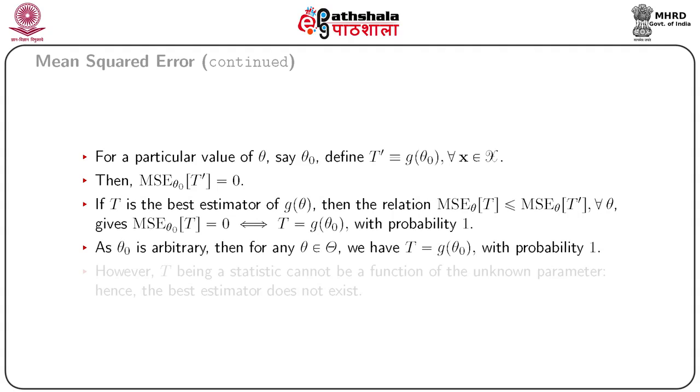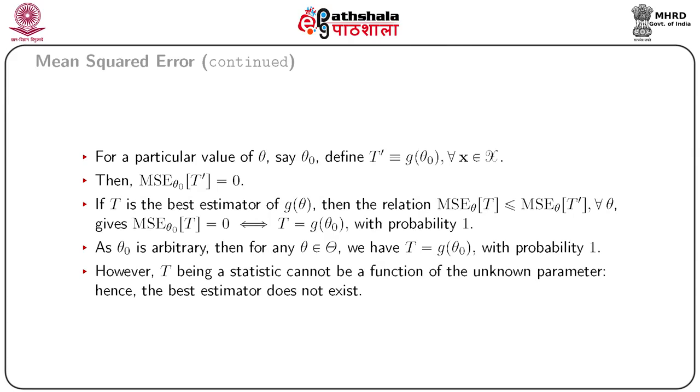Since theta naught is arbitrary, for any theta, T equals g(theta) with probability 1. But T being a statistic, it cannot be a function of the unknown theta. Hence, such a best estimator does not exist.